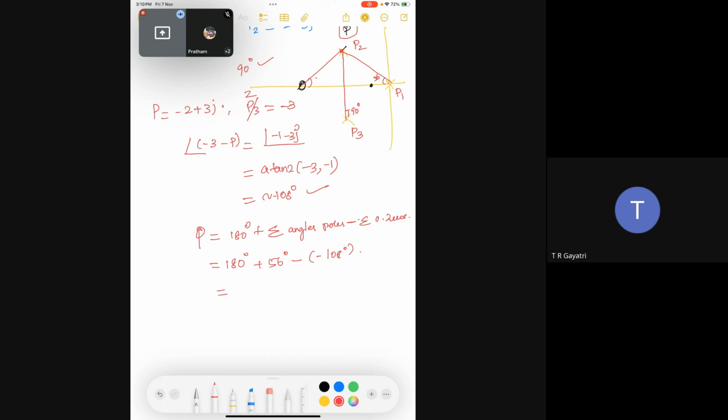Calculated. So this will entirely give me 142 degrees around. I'm getting. So this is my angle of departure. At this angle, it will depart.